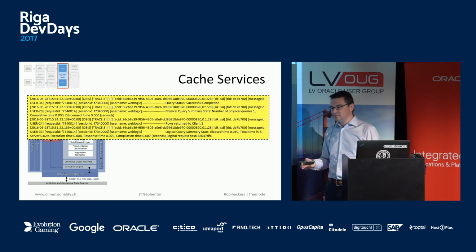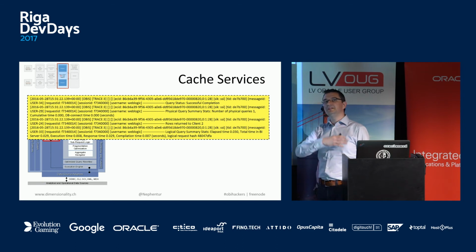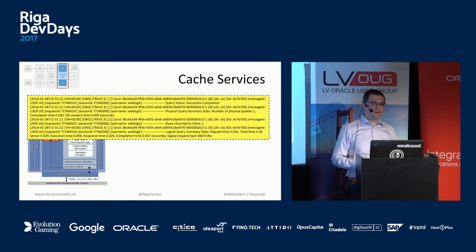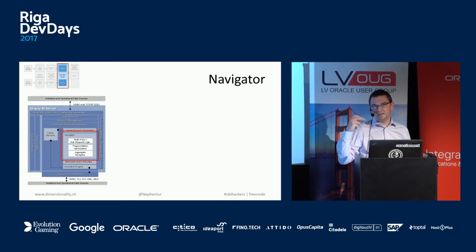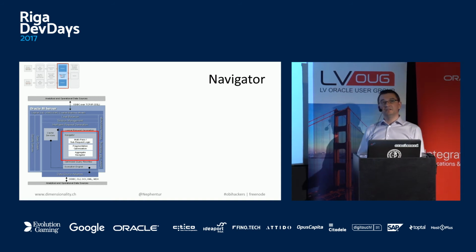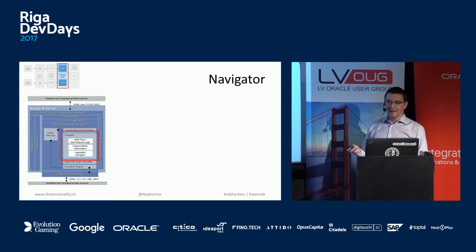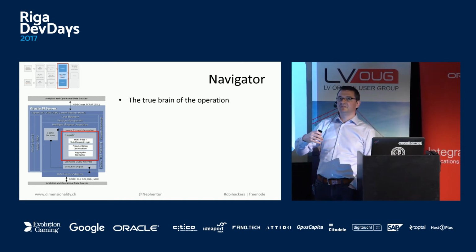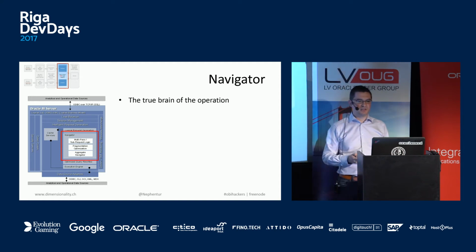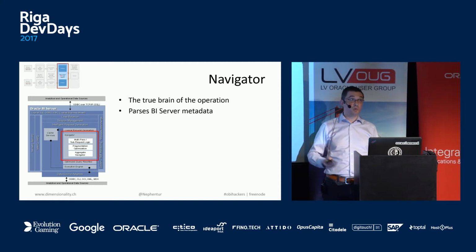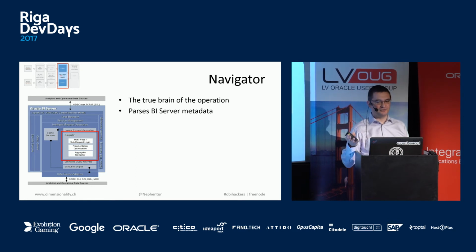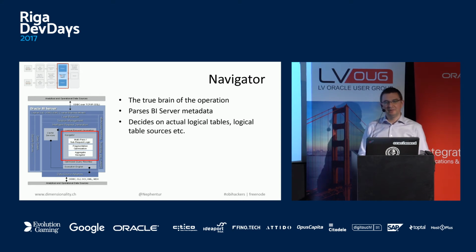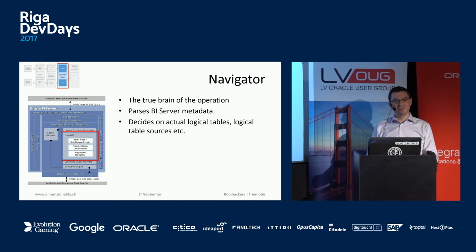So let's say we do not use caching, or it's a completely new query that doesn't get fulfilled by anything in the cache. What happens then? Well, then the logical request generator goes down and says, hey, Navigator, could you please start doing your work? This is the brain. This is transforming whatever comes from the front end into backend speech. So it parses the BI server metadata, the wonderful complex RPD that we've seen before, and decides which logical table, and inside of that, which logical table source we are using.